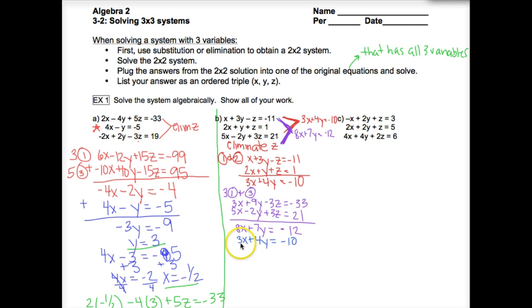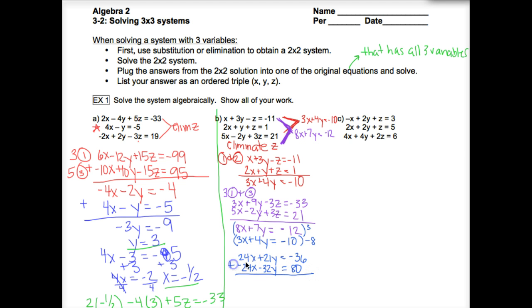The least common denominator between 8 and 3 is 24. So 8 times 3 gives me 24, so I'm going to multiply this guy by 3. So that gives me 24x plus 21y equals negative 36. Down here, if this was positive 24, I need the bottom one to say negative 24. So I'm going to multiply by negative 8. So that gives me negative 24x. Negative 8 times 4y is negative 32y equals, better equal sign that time, equals 80.